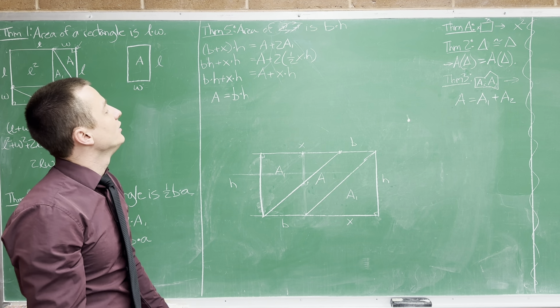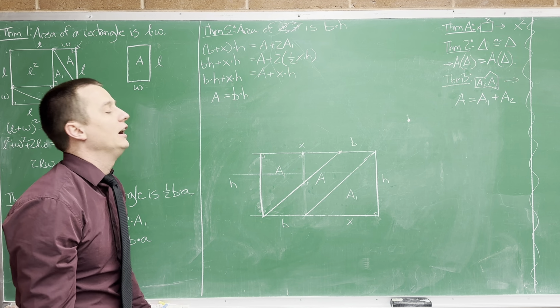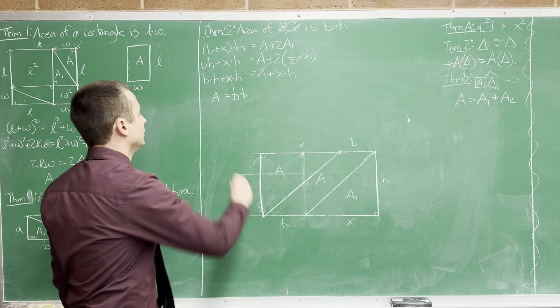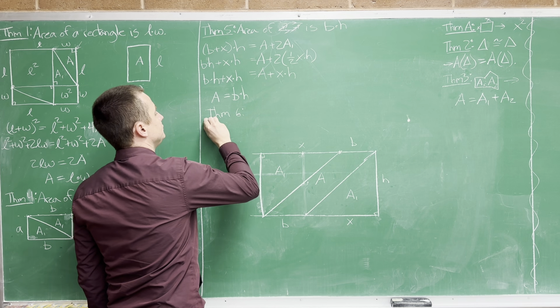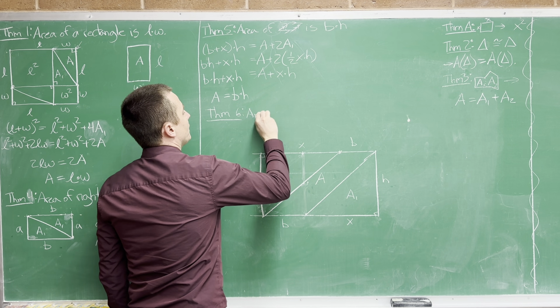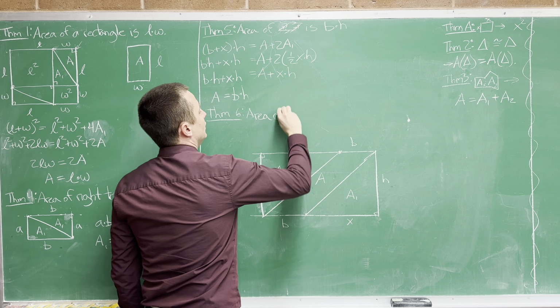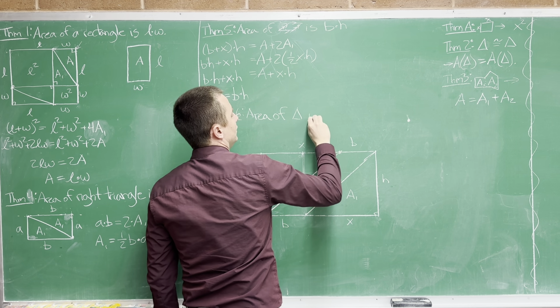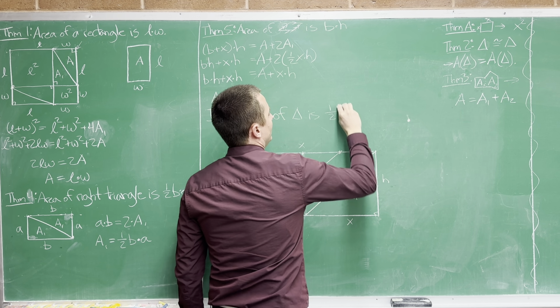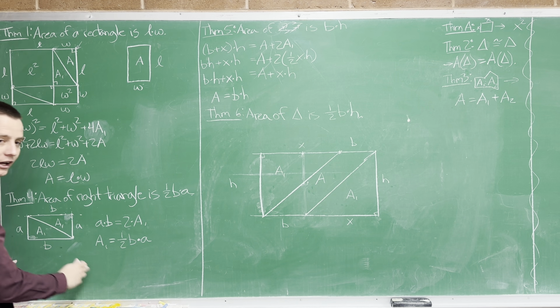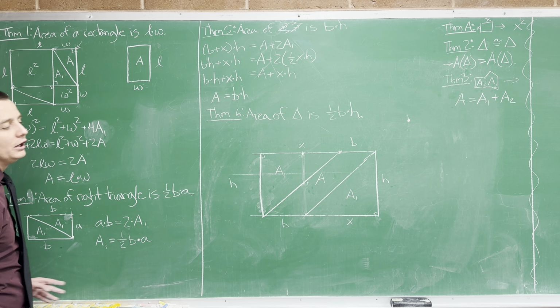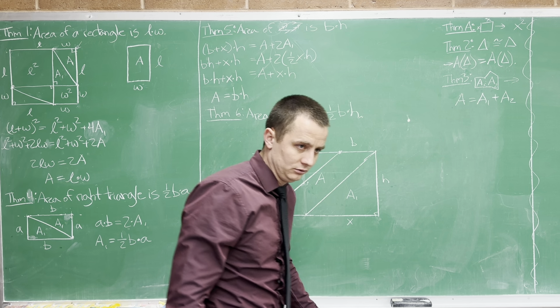Okay, with that, let's prove the area of a triangle in general. So, next, theorem 6. The area of a triangle is 1/2 the base times the height. So far, we only know how to calculate the area of a right triangle. What do we do for any triangle?